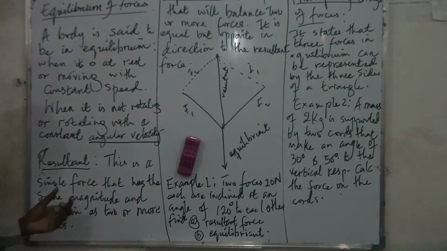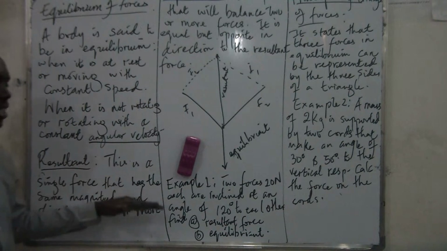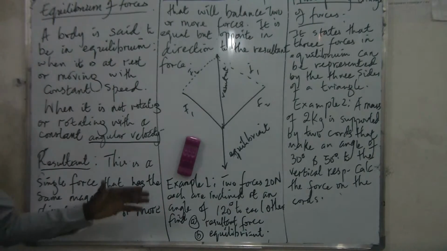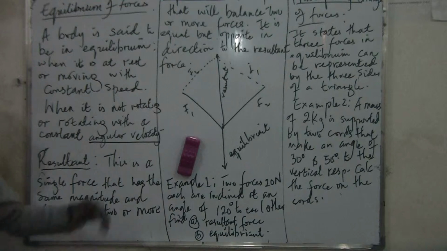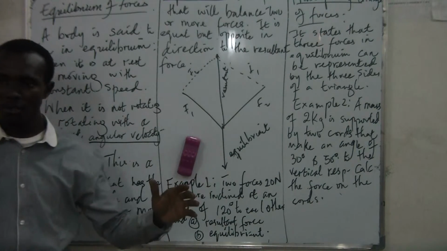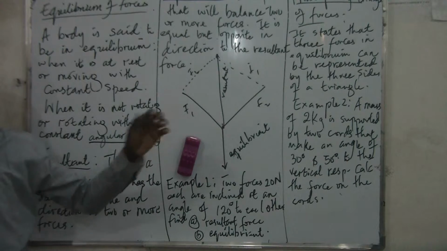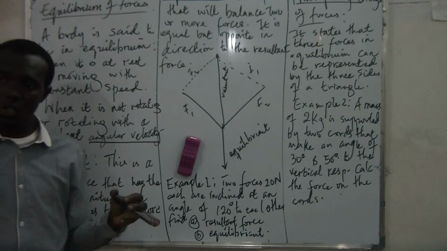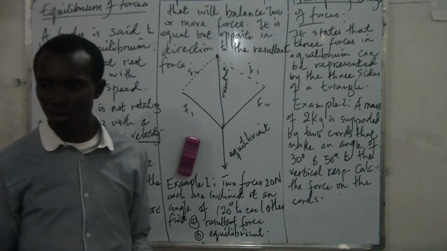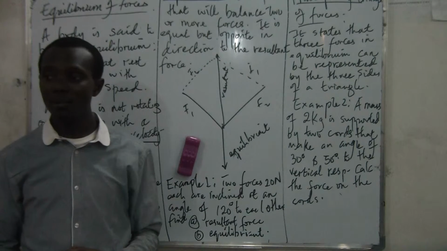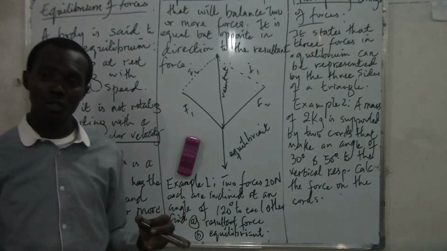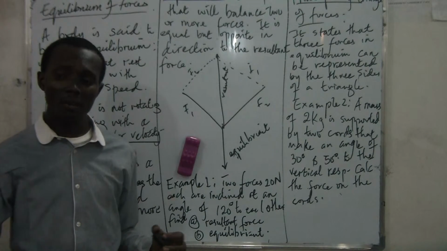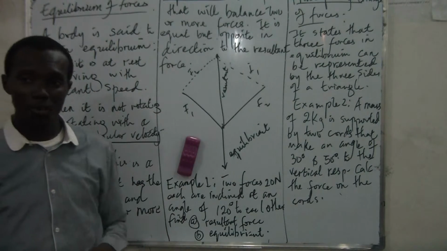And for equilibrium, there is such a thing as a resultant force. When we deal with equilibrium, the resultant force speaks about a single force that has the same effect as two or more forces. We may have two or more forces on an inclined plane. Let's say we have an object that is suspended. If there is a balance, the balance in that object is due to a resultant force. So a resultant force is most times a force that is equal and in the same direction as the forces that it represents.